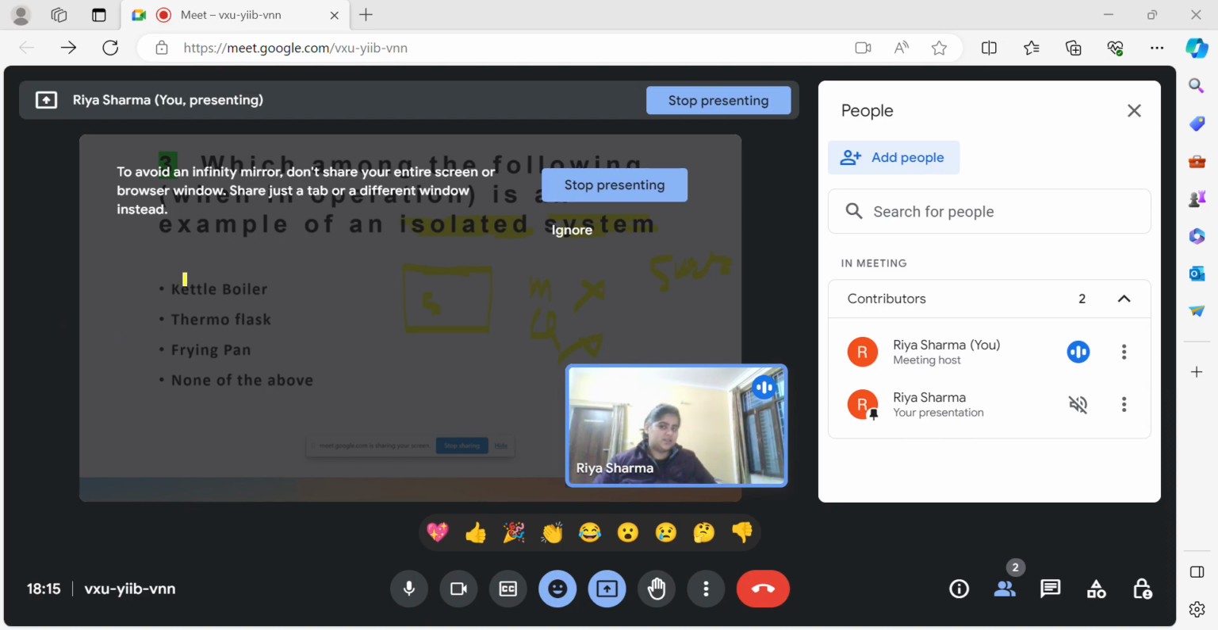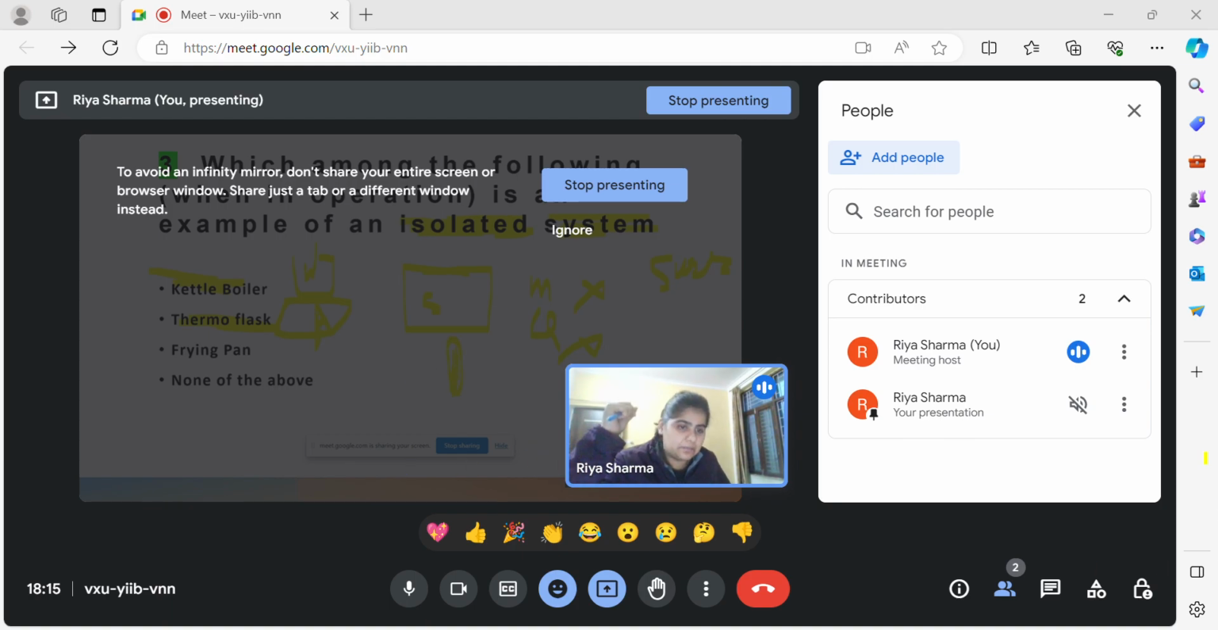So what is a kettle boiler? A kettle boiler is the normal boiler which you heat and it gets heated. Nowadays there are induction ones also. It is not used to keep the water warm. It makes the water warm. So that is a kettle boiler. Second is a thermoflask. What is a thermoflask? A thermoflask is an insulated material by which you keep the water warm.